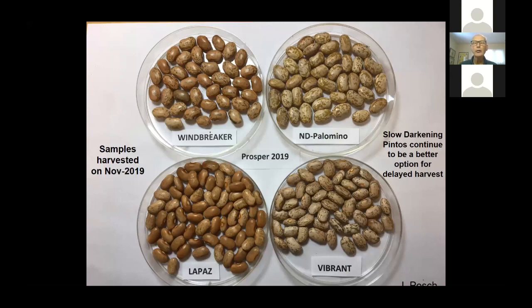Last year was an unusual year with very wet conditions. Some of the plots could not be harvested, and so some of the researchers went into the plot really late in the season in November, which is past the normal harvest time, just to see what happened to the beans. So they harvested a few plots. Here you see Windbreaker is a normal Pinto variety versus the ND Palomino or the Vibrant, and you can see that the color of that North Dakota Palomino is quite a bit lighter than the darkening.